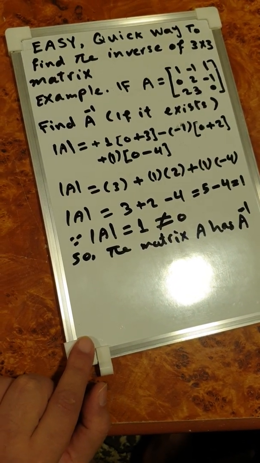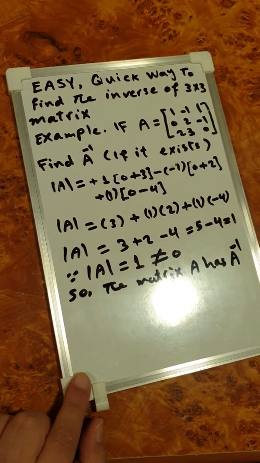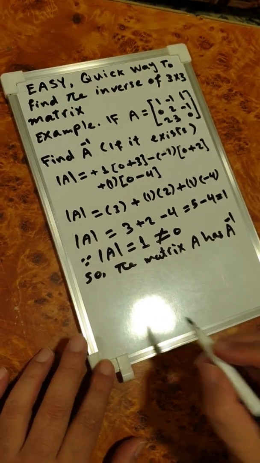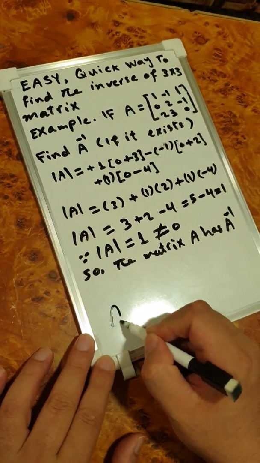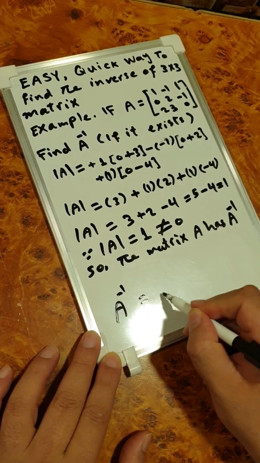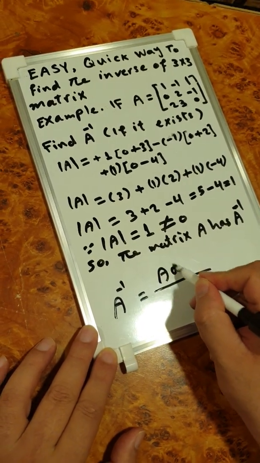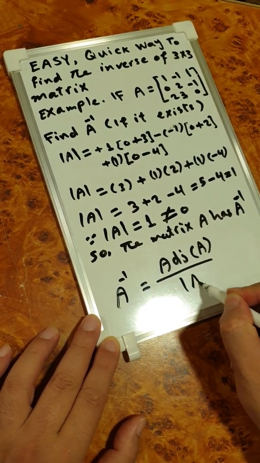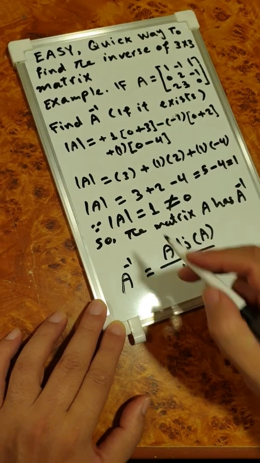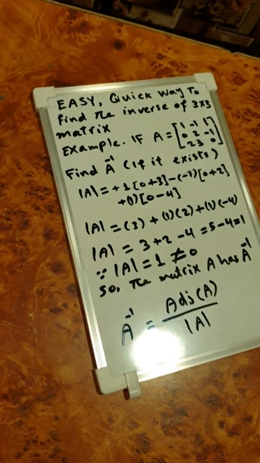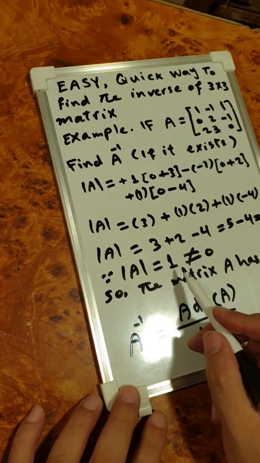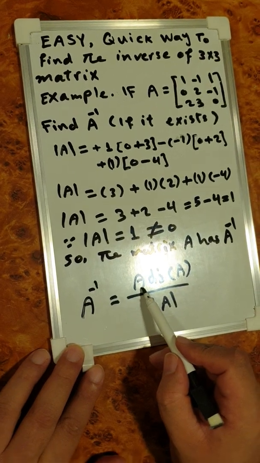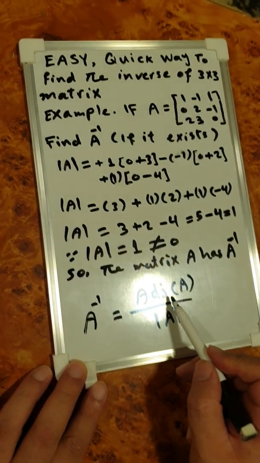Okay, now I will discuss the easy way to find the inverse of the 3 by 3 matrix. It is obtained from this rule: A inverse equals adj A, the adjoint matrix of A, over det A. In our example, we have already calculated det A, which equals 1. So we will put 1 here. Now we need to calculate this matrix, the adjoint matrix of A.